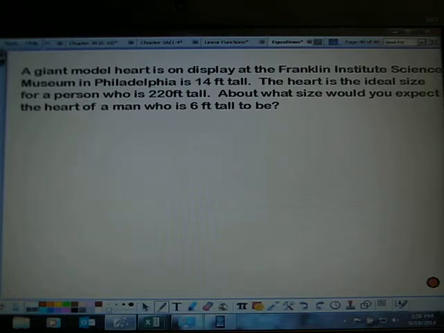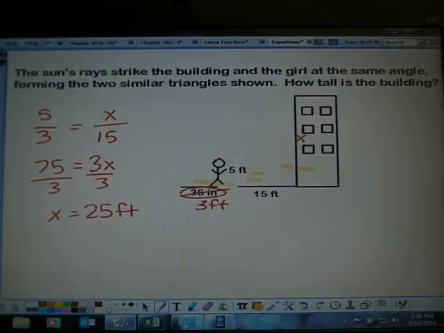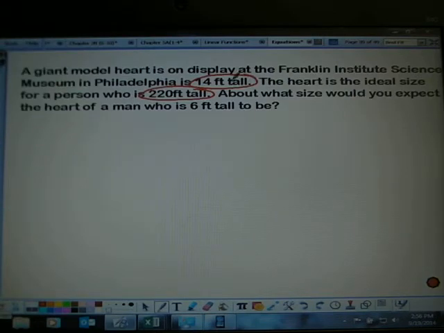Okay, so we've got some things that are in the model. This is in the model, and this is in the model. Similar to this is part of the person, and this is part of the person. This is part of the building, this is part of the building. So you could make a fraction out of the height of the building and the shadow of the building. And that's what we're going to do with this. We're going to make a fraction out of the height of the heart and the height of the person, and those are both part of the model.